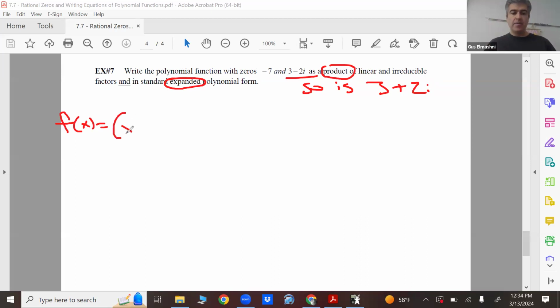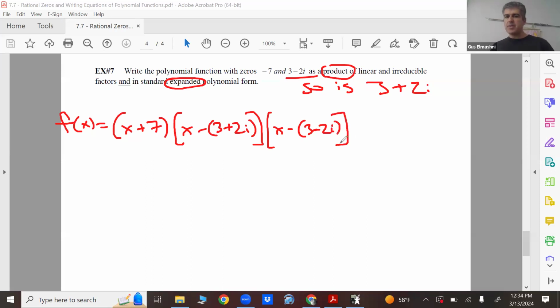Okay, let's do it. X plus 7. I'm going to put a bracket and do it like this. So you guys see what I just did, right? X minus this number, x minus this complex number, and x minus this complex number. But you have to put the complex number in parentheses, and also put brackets and check even more. So I'm being incredibly OCD with brackets and parentheses, so I don't mess up my FOIL.